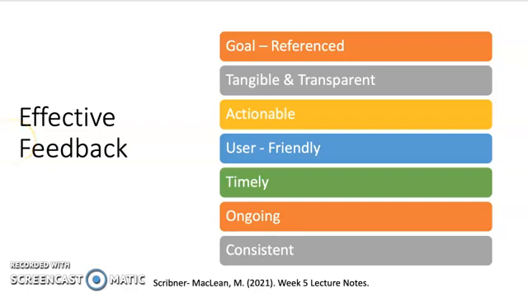The next key is effective feedback. Effective feedback has 6 main features. Effective feedback must be goal referenced. This means that you're giving the student goal-related information about their actions. It also should be tangible and transparent, which means the results related to the goal must be tangible.